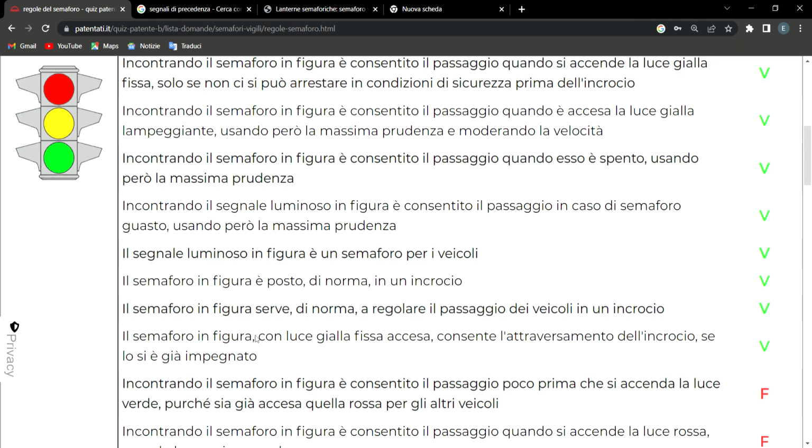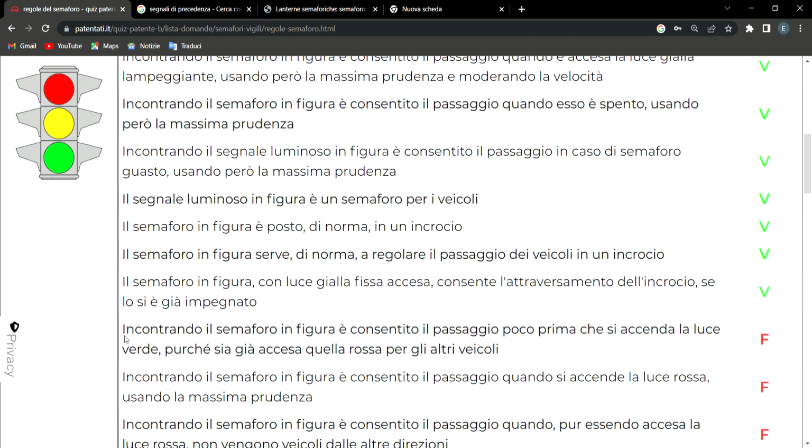So another question again says: incontrando il semaforo in figura è consentito il passaggio poco prima che si accenda la luce verde, purché sia già accesa quella rossa per gli altri veicoli.